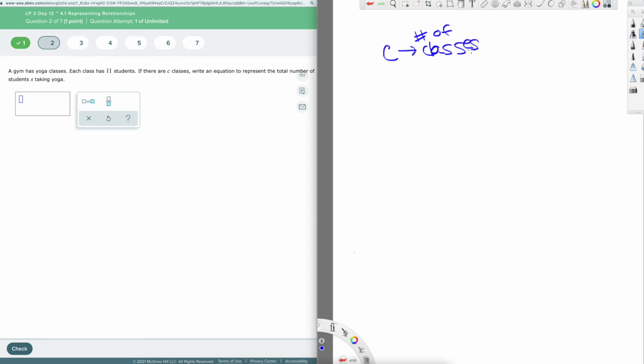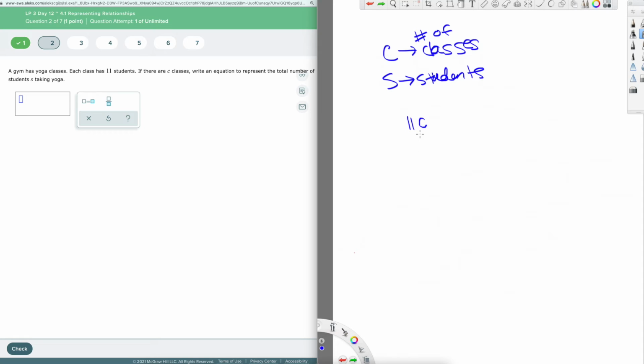Write an equation to represent the total number of students, S, taking yoga. So we have students, and that's going to be S. Well, each class has 11 students. So if there's 11 for each class, every single class, then I would go 11 times the number of classes I had. 1 class would be 11. 2 classes would be 22 people. 3 classes would be 33 because I would multiply every time by the number of classes.